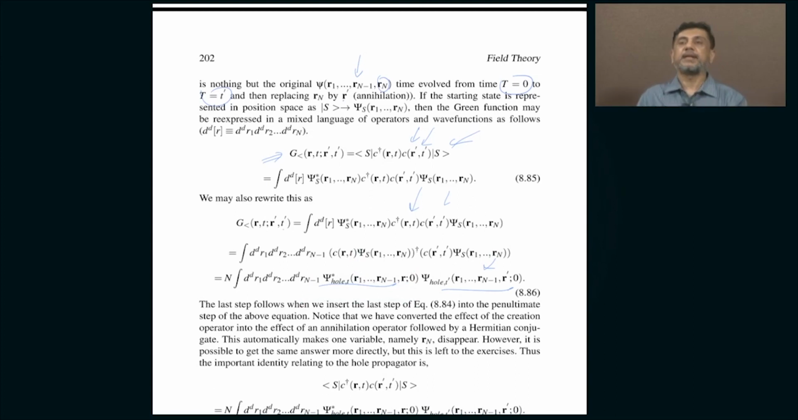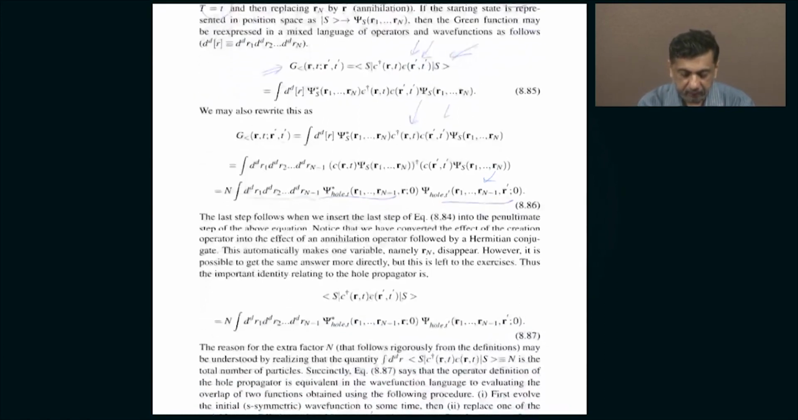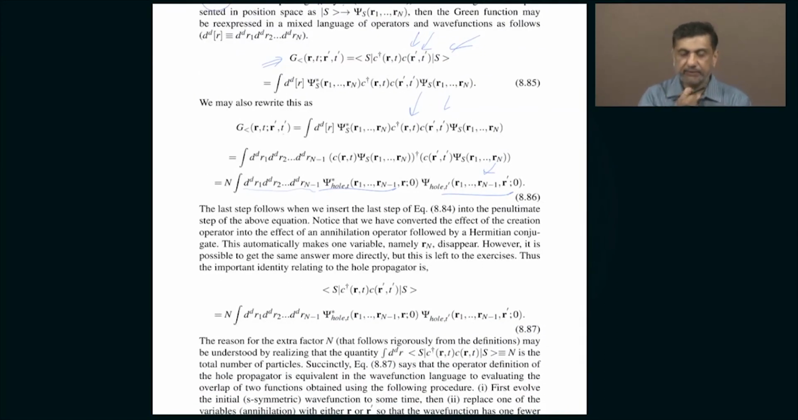Remember that having created a whole, you have one fewer particle than what you started off with. So you had n particles to begin with, now you have n minus 1. That is the reason why, instead of integrating over all n of them, you are supposed to only integrate up to n minus 1, because you have created a whole and there is one particle missing. Okay, so that is the physical interpretation of the whole Green's function.